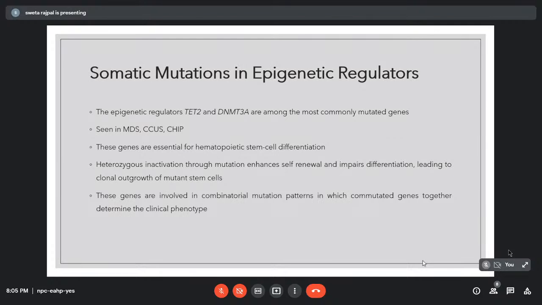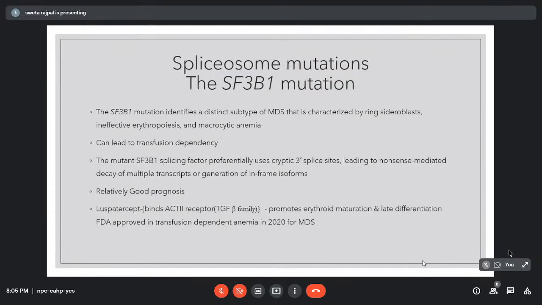Because of multiple mutations, they can have a different clinical phenotype. One such mutation, the spliceosome mutation, is very important, and we will discuss how it happens here. SF3B1 mutation is a specific distinct subtype of MDS, which is characterized clinically by ring sideroblasts, ineffective erythropoiesis, and macrocytic anemia. It will lead to transfusion dependency clinically, and it has a very good prognosis.